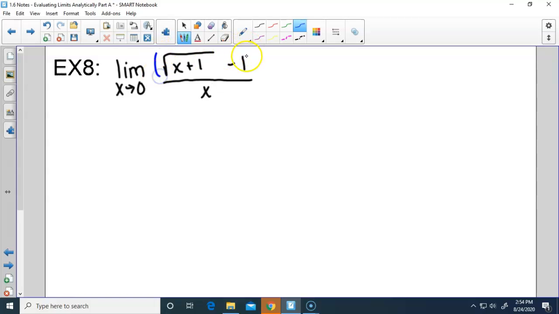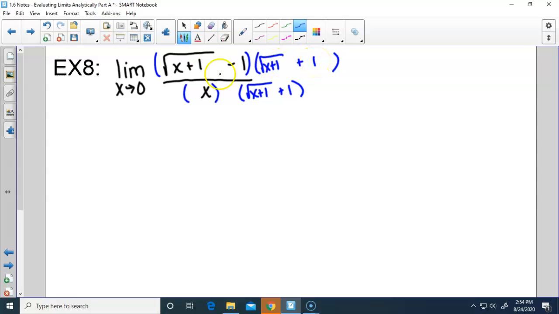So to do that for this problem, we would have to multiply the numerator and denominator by the square root of x plus 1 plus 1. Notice I did not change the sign that's underneath that square root. You leave whatever is under the square root alone, but you change the sign in between your two terms.